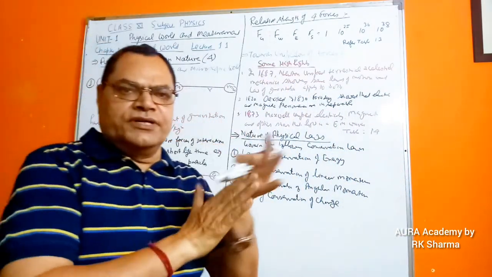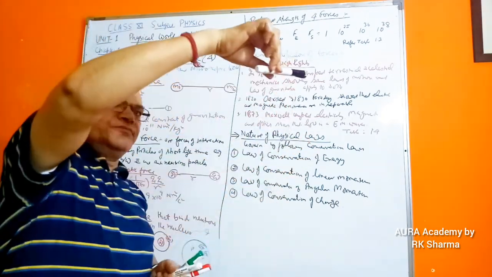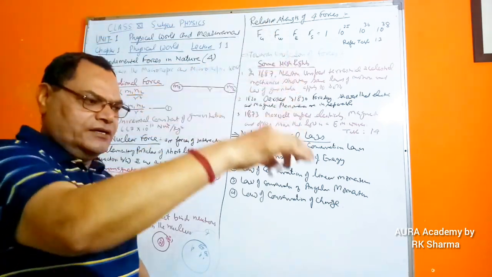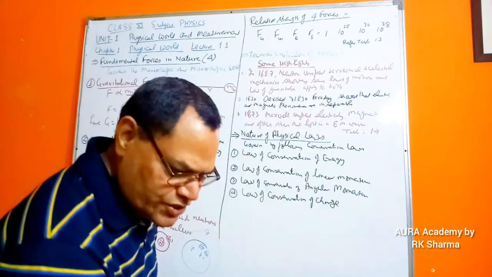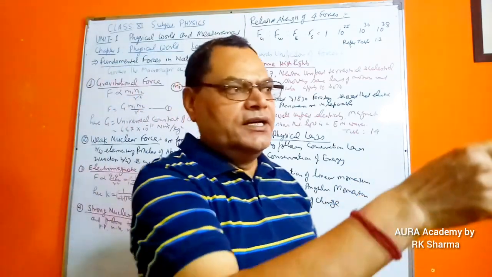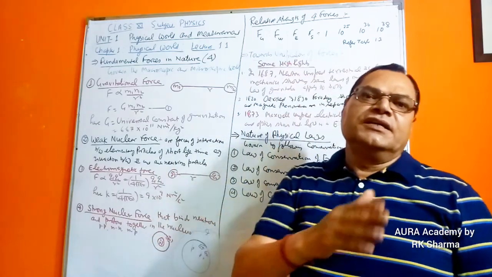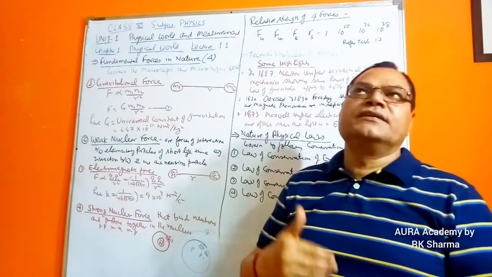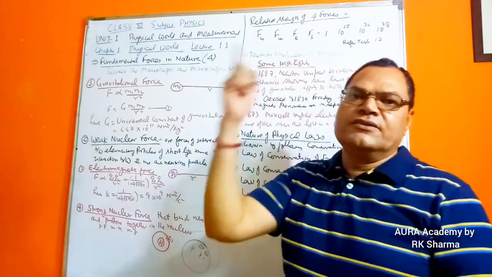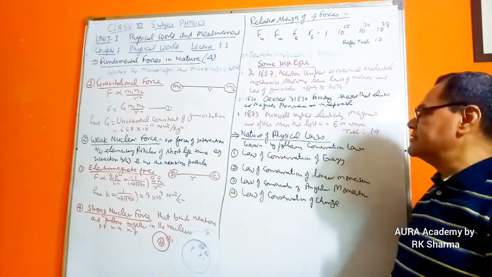Like when I rub my hands, I am doing mechanical work and some heat is being produced. Whenever this object is above the earth, it has some potential energy, but when I just drop it, its potential energy will convert to kinetic energy. When we switch on the electric button, electrical energy is there, but when the light is on, it means the electrical energy converts into light energy. Similarly, when you switch on the fan, the electrical energy converts to mechanical or kinetic energy of the fan, etc. So this is the law of conservation of energy.